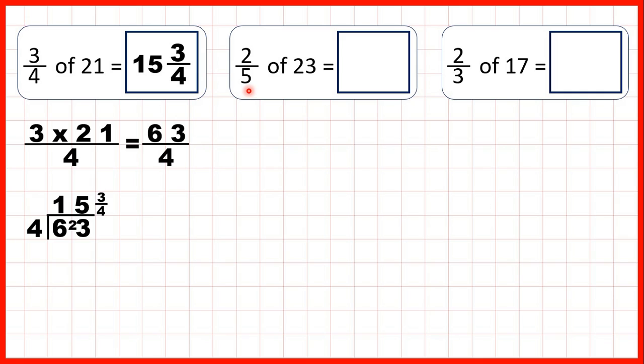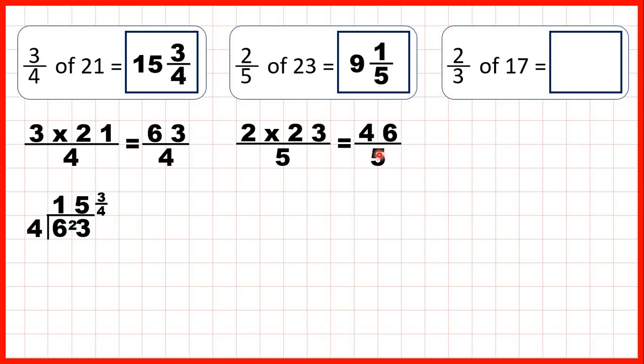Now we need to find 2/5 of 23. So we can write that out as 2 times 23 over 5, because we're going to multiply by the numerator and then divide by the denominator to get a mixed number as our answer. So 2 times 23 is 46, so we can show the division as an improper fraction, 46 over 5. Now 46 divided by 5 is 9 remainder 1, and the denominator stays the same. And we can check 9 times 5 is 45, plus 1 is 46, so our answer is 9 1/5.